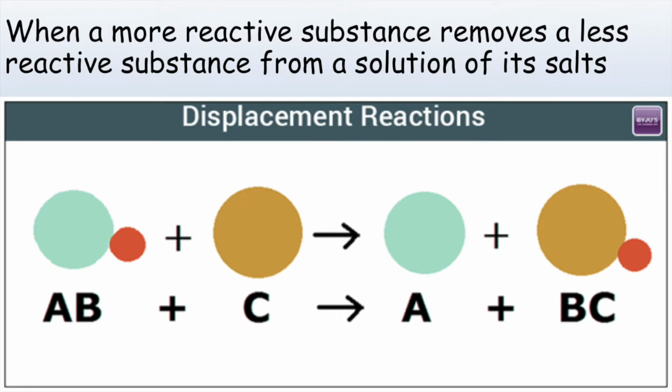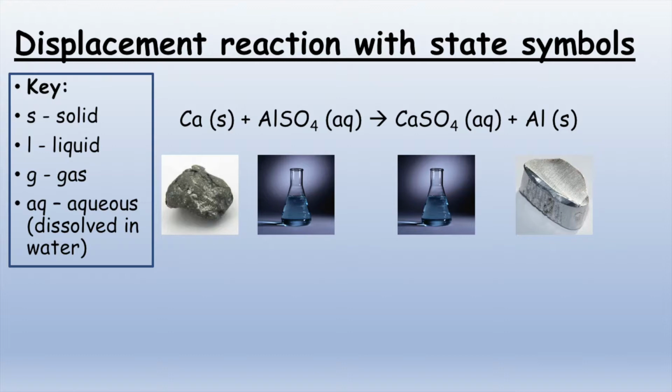Here, C is more reactive than A, so C takes A's place. So imagining C is calcium, a highly reactive metal, A is aluminium, a less reactive metal, and B is representing the aqueous solution. At the start, all we can see is the calcium metal and the solution of salts. As the reaction progresses, aluminium starts to form as a solid and the calcium is no longer seen as it's now part of the solution. Here is the equation with state symbols included.